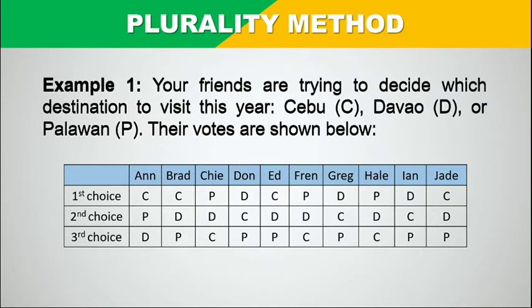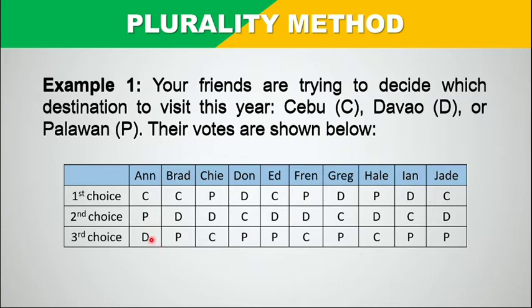For example, your friends are trying to decide which destination to visit this year: Cebu, Davao, or Palawan, and their votes are shown below. This is the table showing the votes of your friends. For Anne, her first choice preference is Cebu, so she wants to visit Cebu this year. Her second choice is Palawan, that is her second preference. And her third choice is Davao.